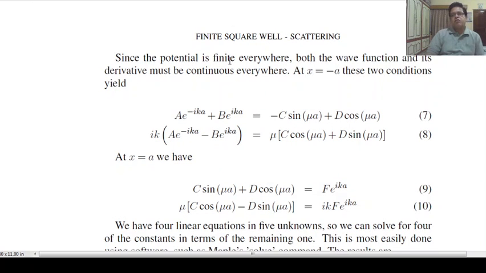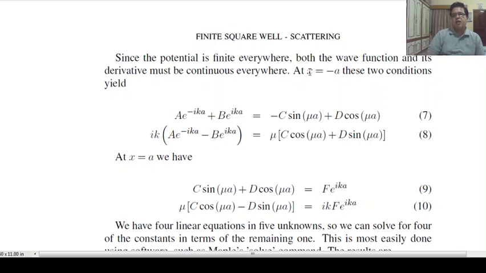Since the potential is finite everywhere, both the wave function and its derivative must be continuous everywhere. If the potential were not finite, then this kind of condition would not be possible. This is only possible if the potential is finite everywhere.